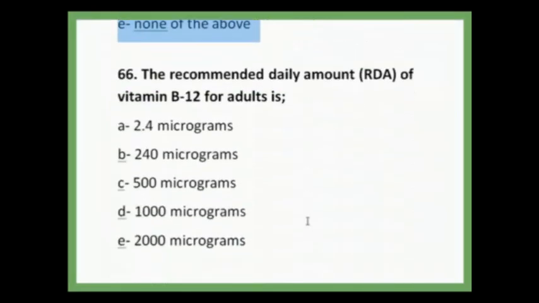Now moving on to the 6th MCQ, the recommended daily amount (RDA) of vitamin B12 for adults is, now these options are there: 2.4 micrograms, 240 micrograms, 500 micrograms, 1000 micrograms, and 2000 micrograms. Now actually we know that the recommended daily amount of vitamin B12 for adults is 2.4 micrograms. This much amount of vitamin B12 we need on a daily basis in our food.